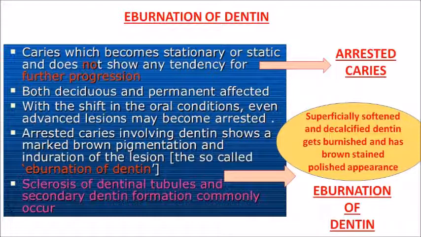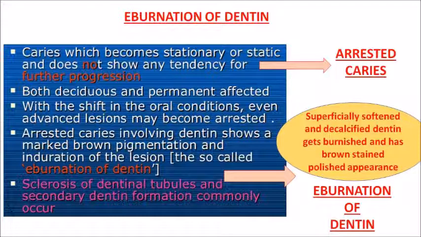Now, arrested caries involving dentin shows a markedly brown pigmentation and induration of the lesion. Then it is called hibernation of the dentin. Please note these words: arrested caries involving dentin, which shows markedly brown pigmentation or induration of the lesion, is called hibernation of the dentin.